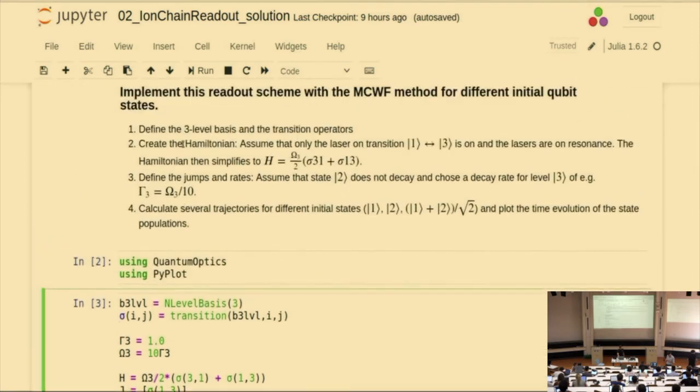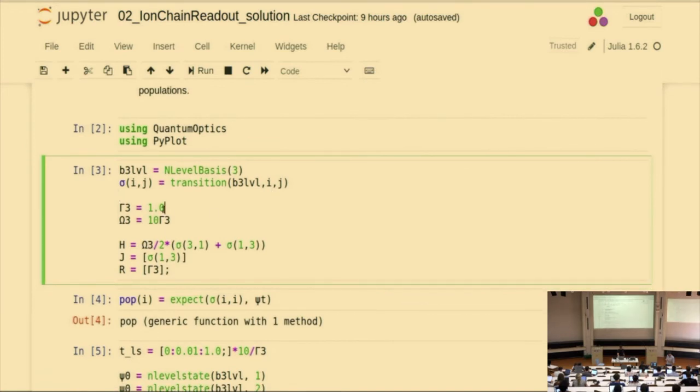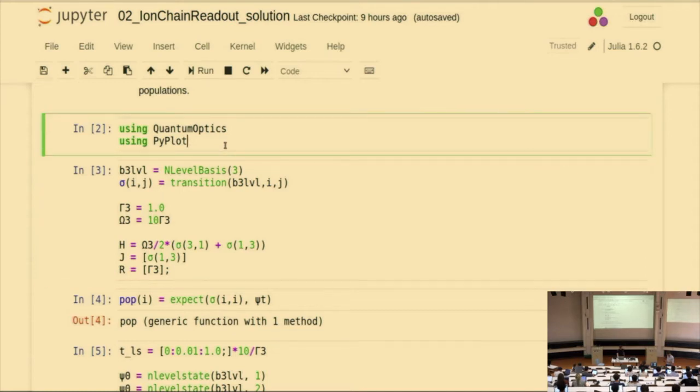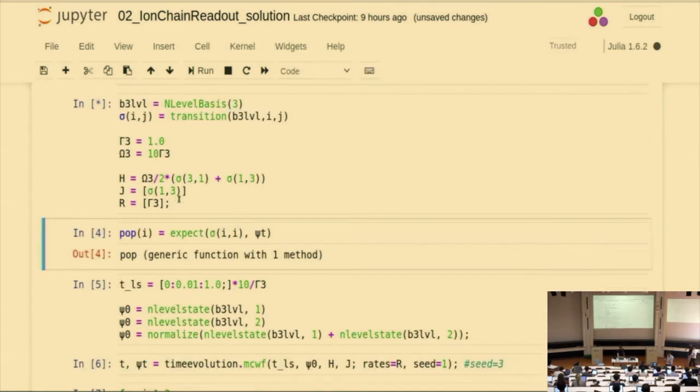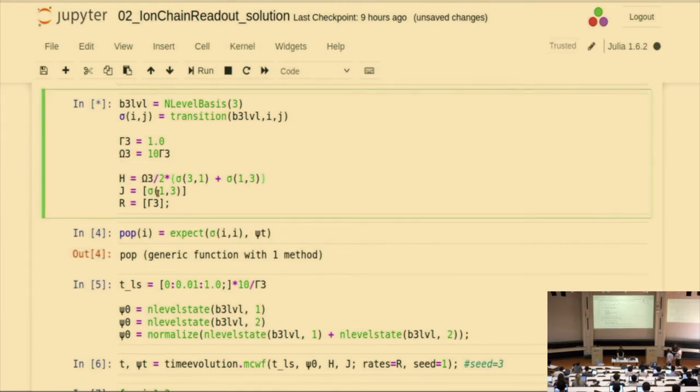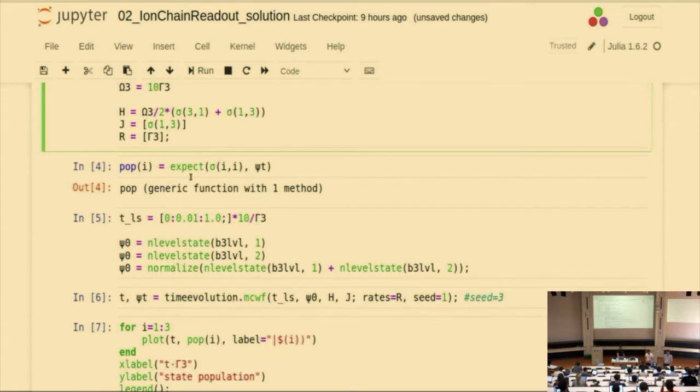The Hamiltonian and the jumps, what I wrote there is just this simple example. We get the decay rate of level 3, which I told you to just choose as 1, and the Rabi oscillations on this level 3 are just 10 times gamma. The Hamiltonian is then written like this. I think most of you may know this. The jump is just the transition operator from 3 to 1, which brings the atom down from level 3 to level 1, the ground state, and the rate of this decay is gamma 3.